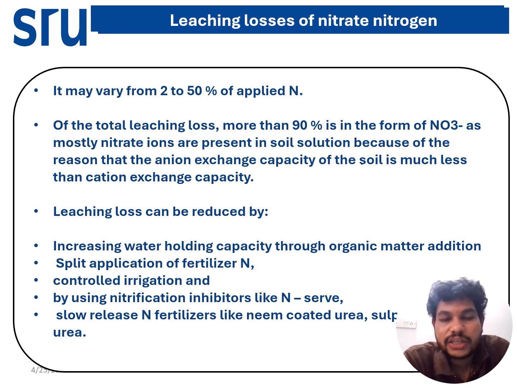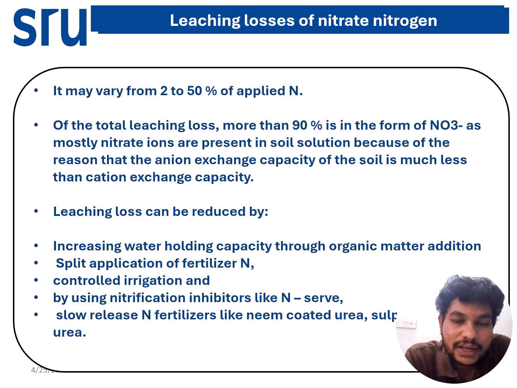Then nitrification inhibitors. Suppose you use nitrification inhibitor fertilizers like NSAW, they will avoid the conversion of NH4 into NO3, so it will stay up to NH4. That NH4 will be adsorbed on the soil, so it will not get converted into NO3 form, and will not get leached out. So it will convert the nitrogen only up to NH4, and loss will not occur.